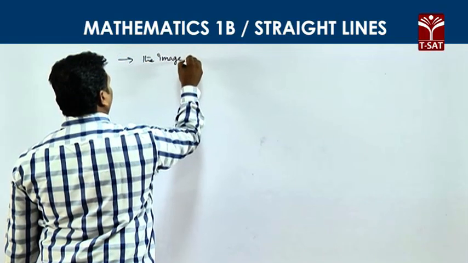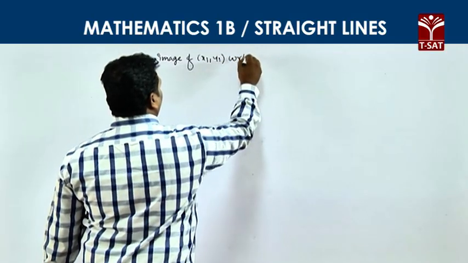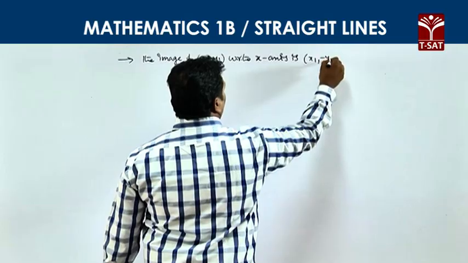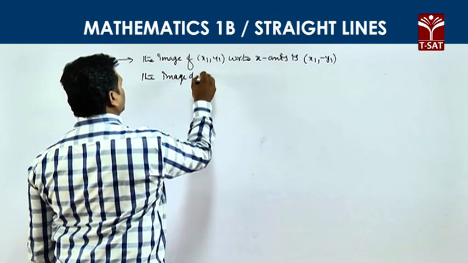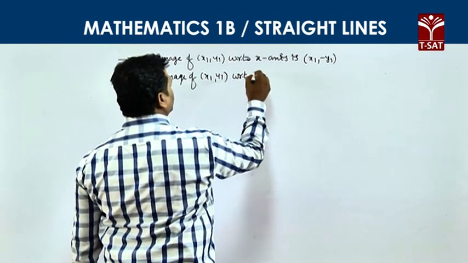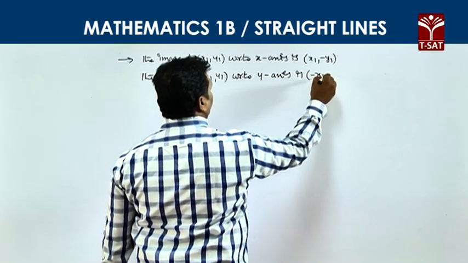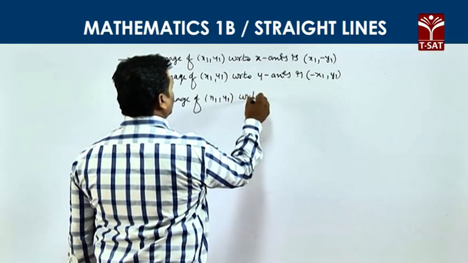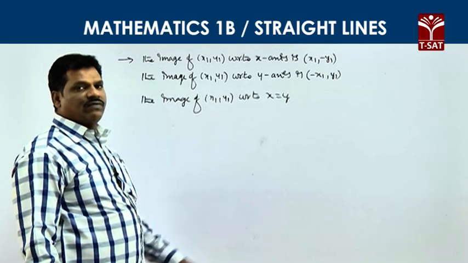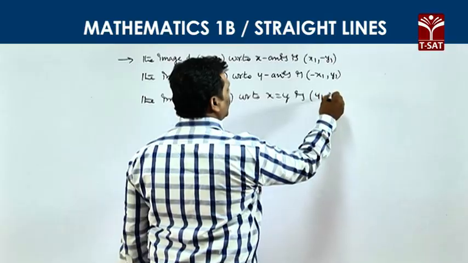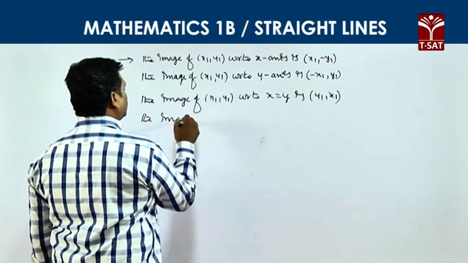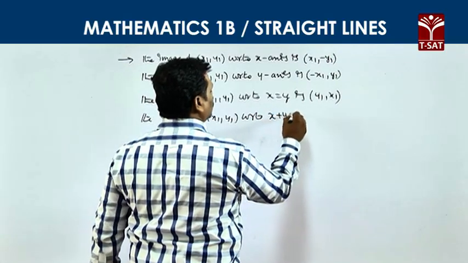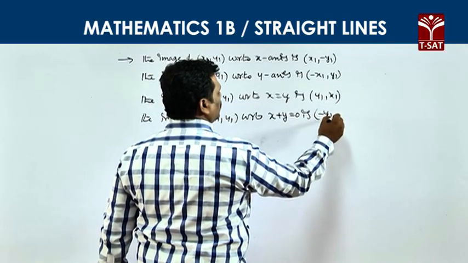Okay, next point: the image of (x1, y1) with respect to the x axis is (x1, -y1). The image of (x1, y1) with respect to the y axis is (-x1, y1). And next, the image of (x1, y1) with respect to x = y is (y1, x1). Next, the image of (x1, y1) with respect to x + y = 0 is (-y1, -x1).